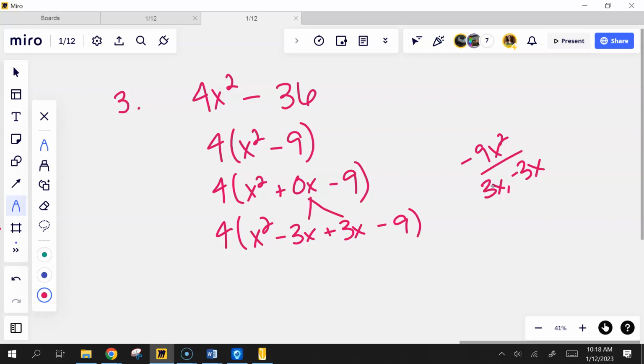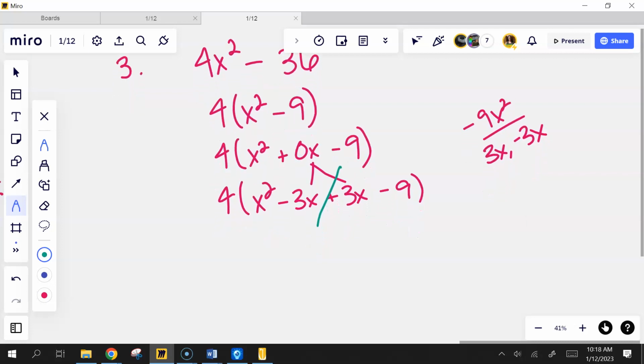Now I'm going to slash it. All right, I got 4 on the outside. That's just going to follow my problem down as I go, and I'm not even going to worry about it. I'm just going to keep putting it in there. What can I take out of x squared and 3x? X, what's left? Close. X minus 3. If you wrote yours the other way, it might be x plus 3.